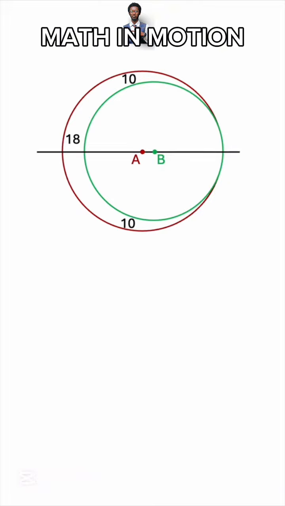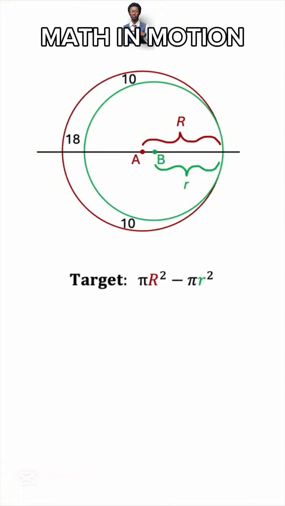Now let's call the radius of the big circle big R, and the radius of the small circle small r. The target area is the difference between the two areas. So the target is pi big R squared minus pi small r squared. Ideally, we'd want to find two equations that relate the two radii, and that will allow us to find these individual radius values, which will allow us to find the target area.